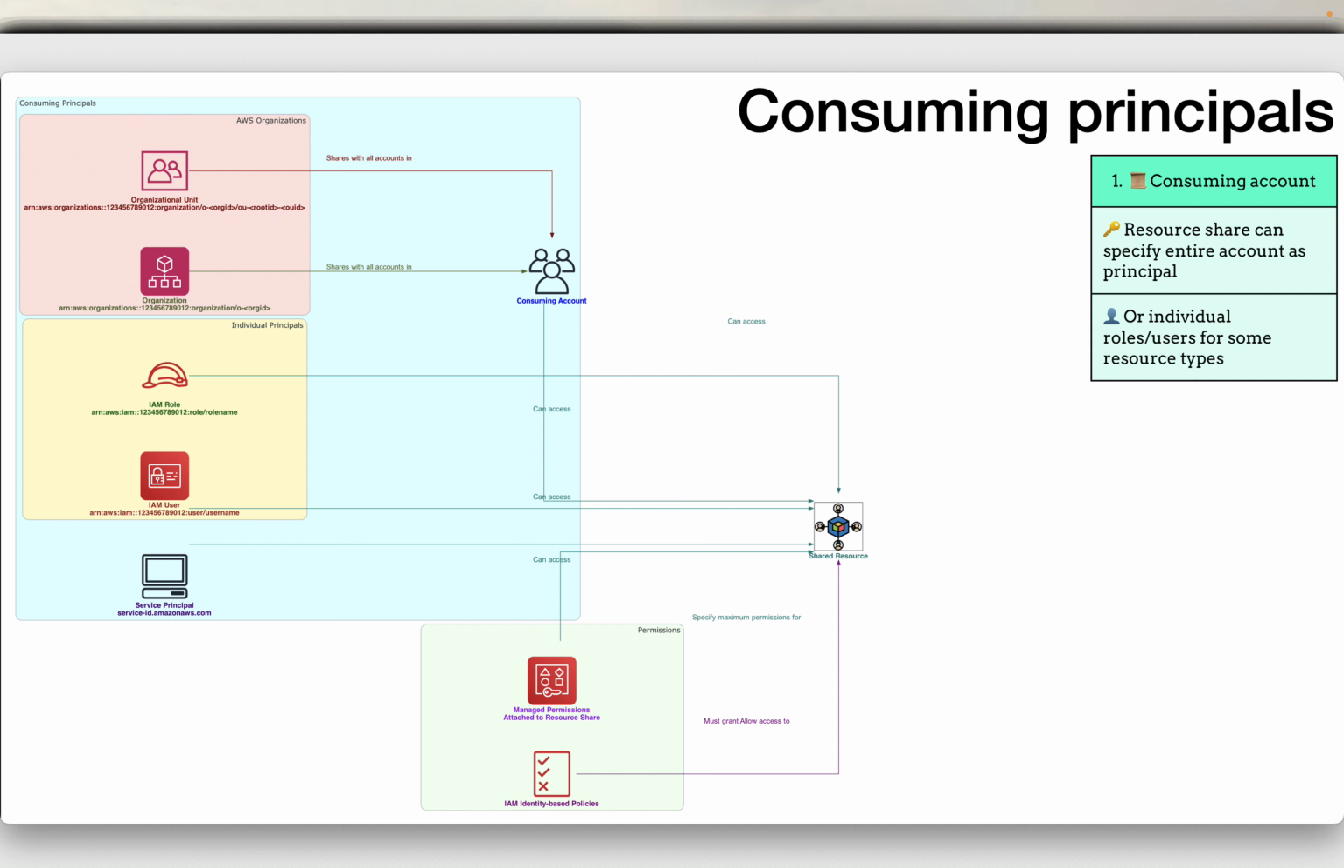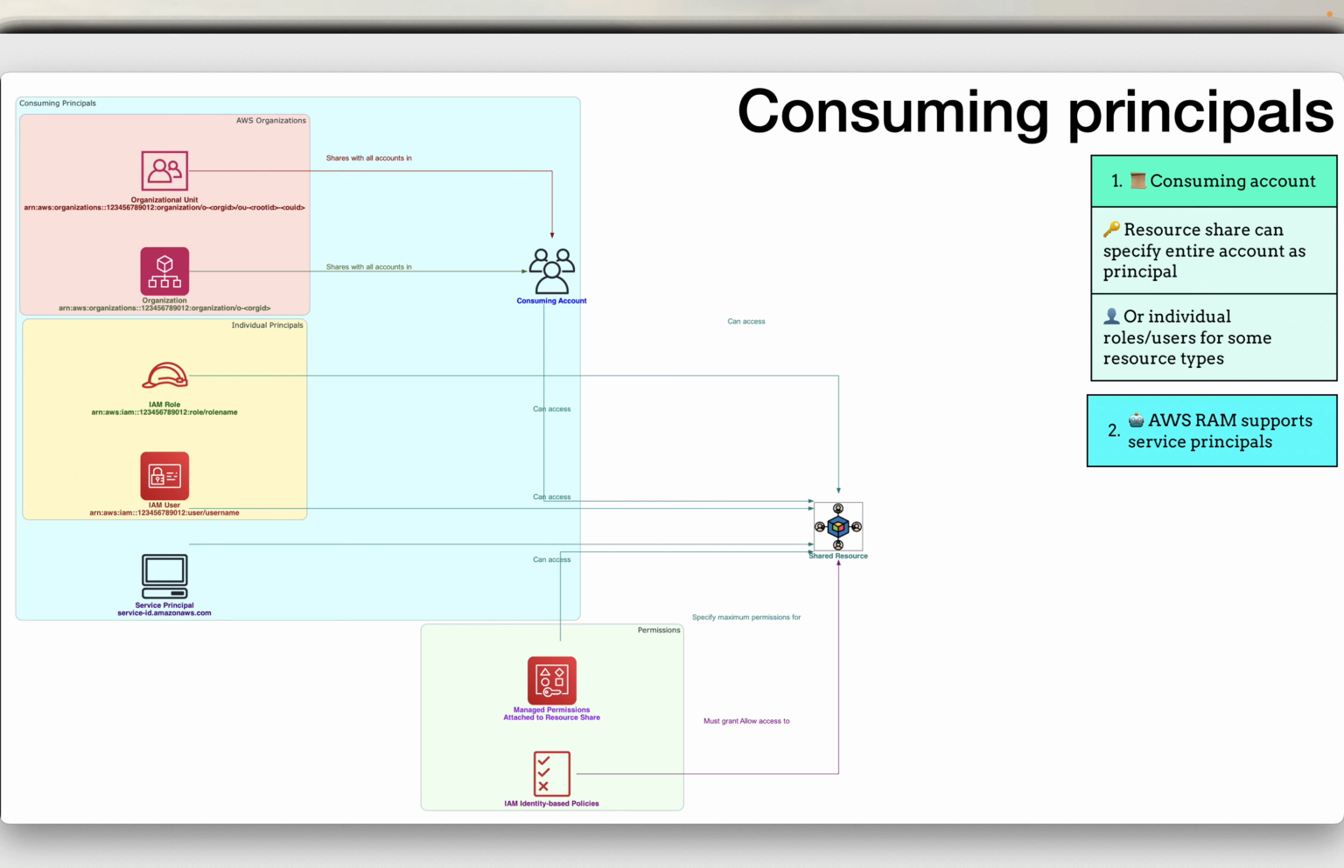So you should know the role or the username in the target account, and you can restrict the whole permissions to a single user or a role. AWS RAM also supports service principals as consumers of resource shares.